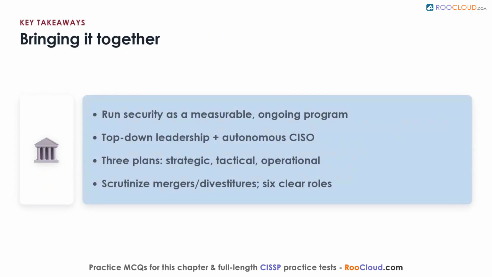So let's bring it together. Managing the security function means running security as a measurable, ongoing program tied to the business through planning and business cases. Leadership drives it top-down, with an autonomous Chief Information Security Officer reporting to the top and senior approval making or breaking every policy. You build 3 plans: strategic for the long view, tactical for the middle, and operational for the here and now. Mergers, divestitures, and outsourcing demand extra scrutiny, and 6 clear roles, from senior manager to auditor.